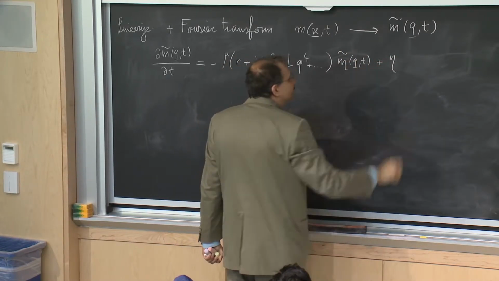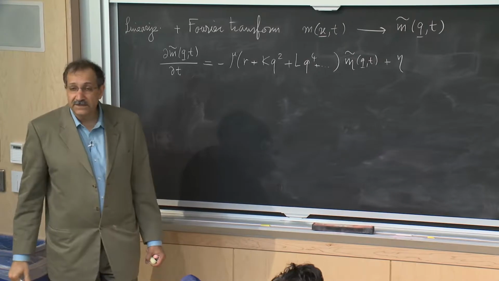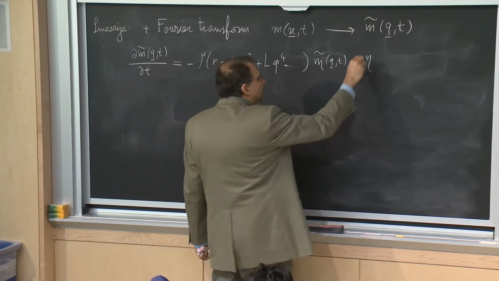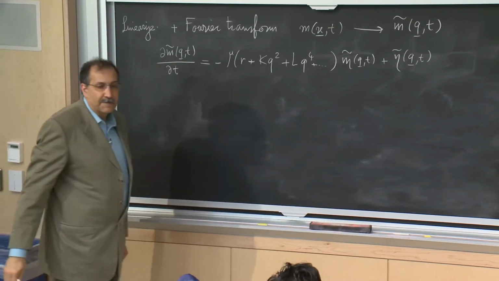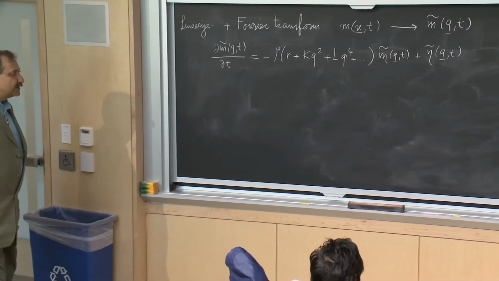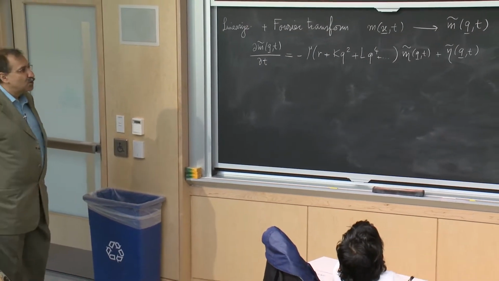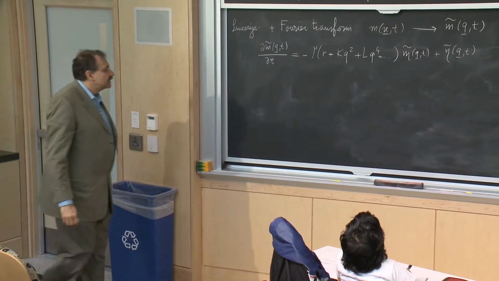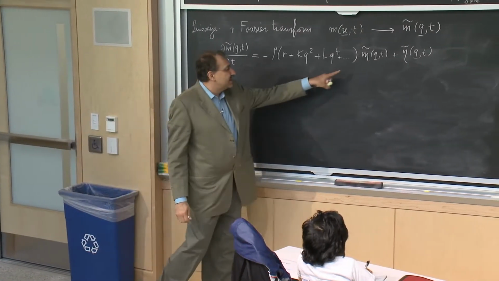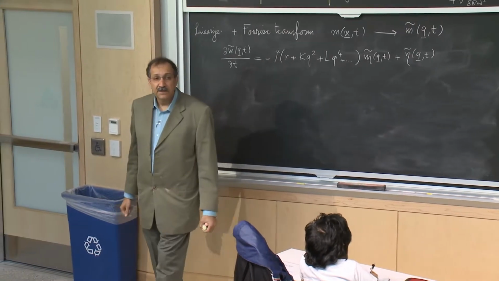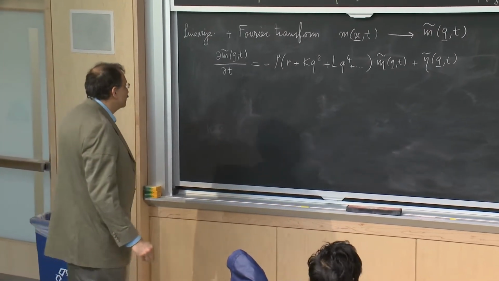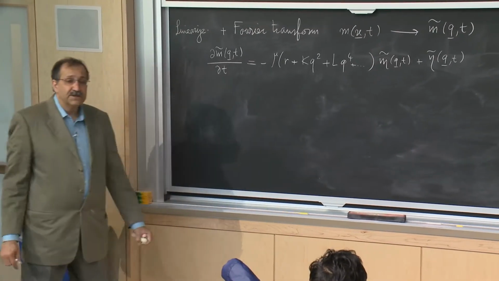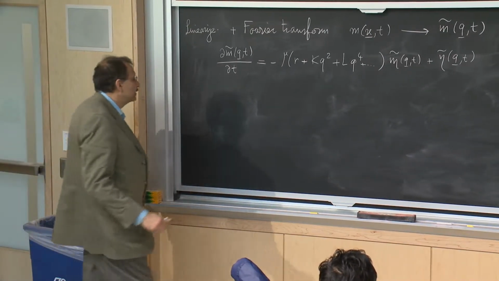And then I have the Fourier transform of the noise eta of x and t becoming eta tilde of q and t. Okay? So you can see that each mode satisfies a separate linear equation. Right? So this equation is actually very easy to solve.